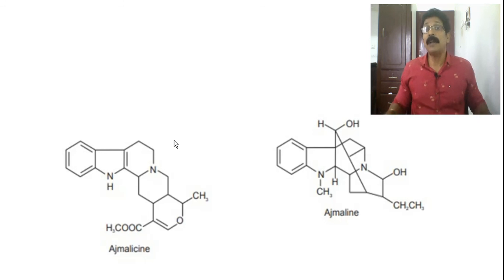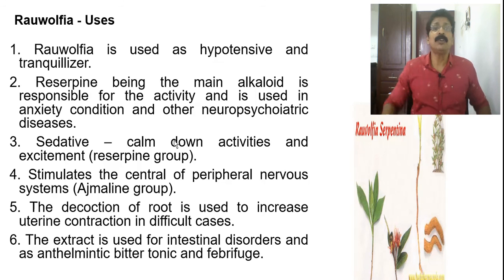So these all have a similar biosynthetic pathway, which comes from the amino acid tryptophan, and also has to enter into the shikimic acid pathway, and it has a complex derivative of many structures obtained by this shikimic acid pathway. Now you can see the Rauwolfia uses. Rauwolfia is used as a hypotensive and tranquilizer. So it is an anti-hypertensive drug.